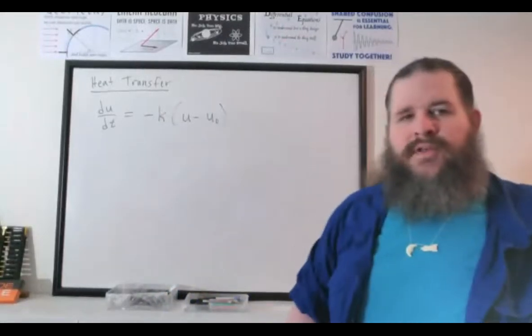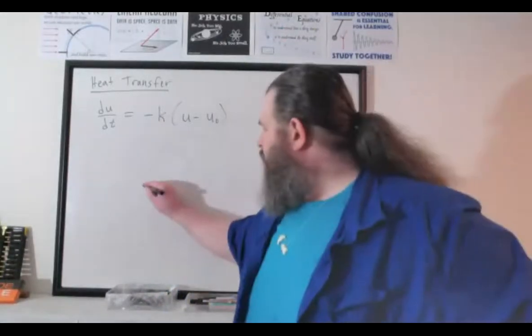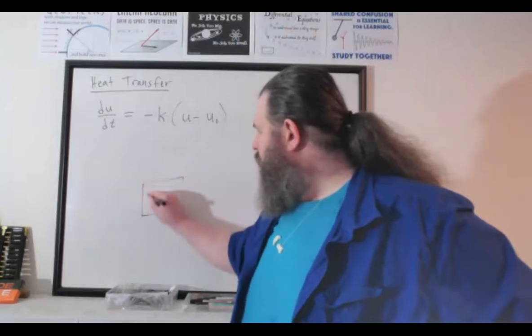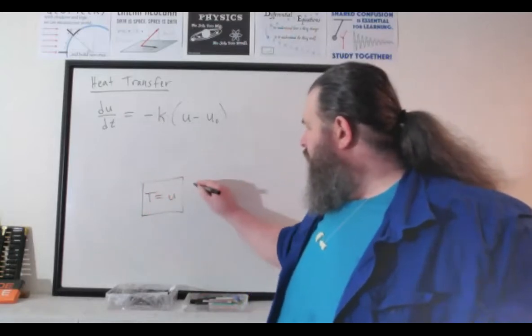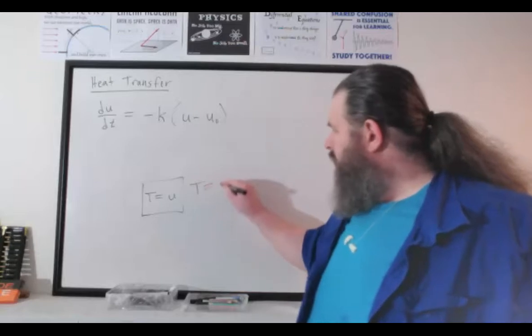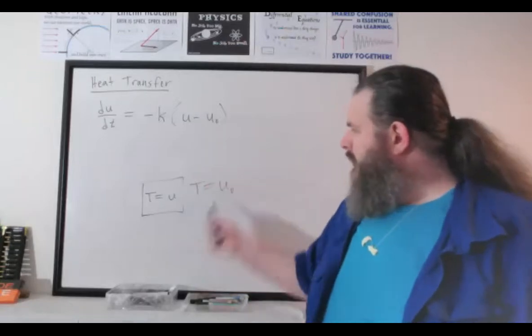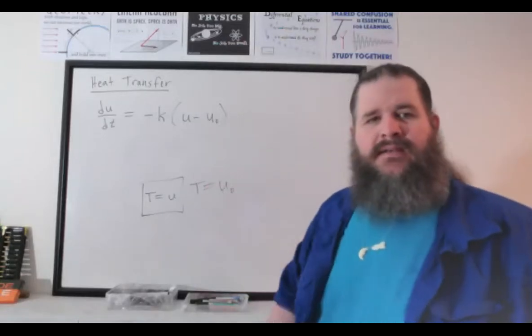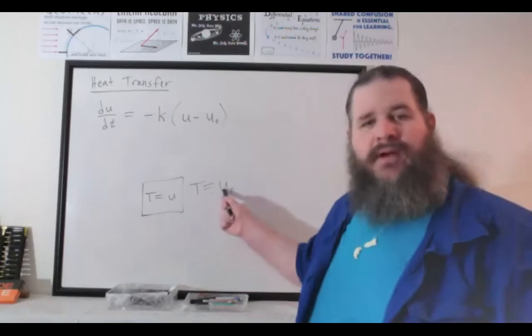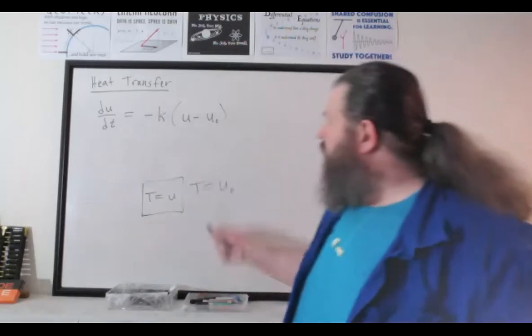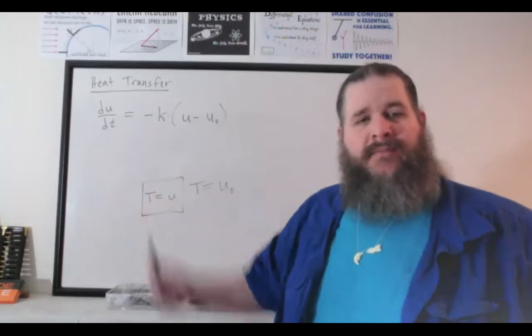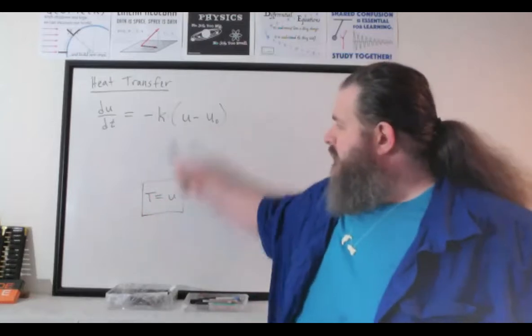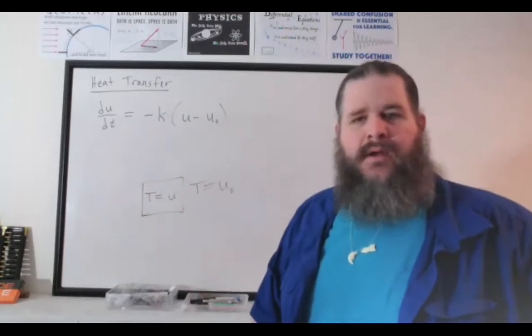So this heating and cooling stuff, heat transfer, if you've just got some object whose temperature is U and the surroundings have temperature U naught. And I want to emphasize this U naught doesn't mean the initial condition. This U naught just means the temperature of the surroundings. So U naught is some constant representing the temperature of the environment around the object. And then U is the temperature of the object right now.